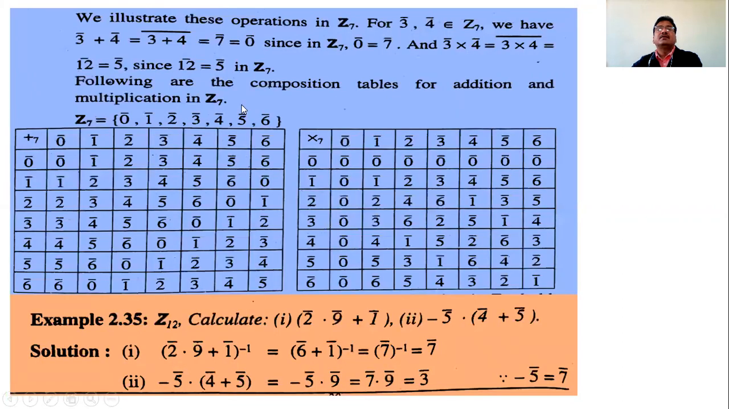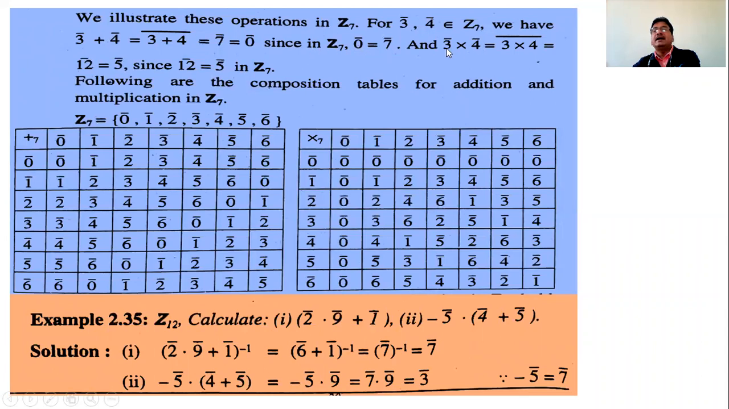Similarly, in Z7, what is 3 bar plus 4 bar? It is 3 plus 4 bar, that is 7 bar. And what is 7 bar in Z7? It is 0 bar, because if you divide 7 by 7, then the remainder is 0 and the quotient is 1. So 7 bar is 0 bar in Z7.